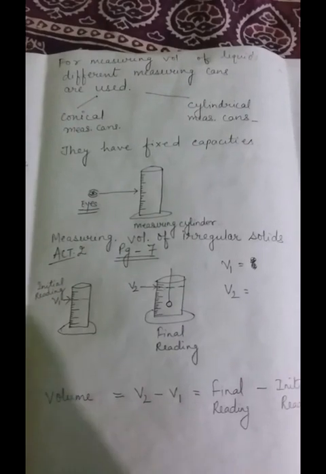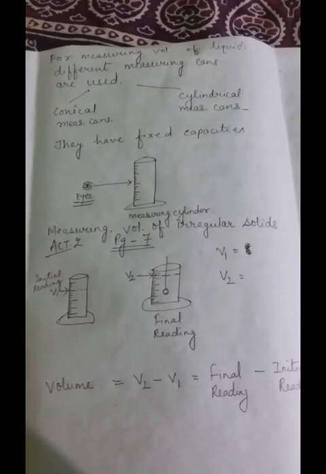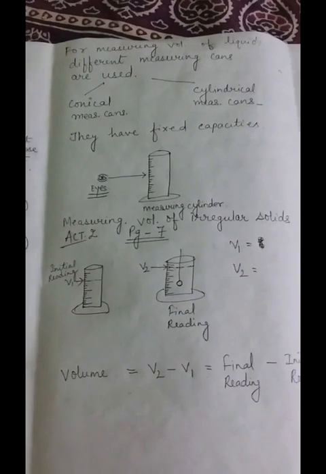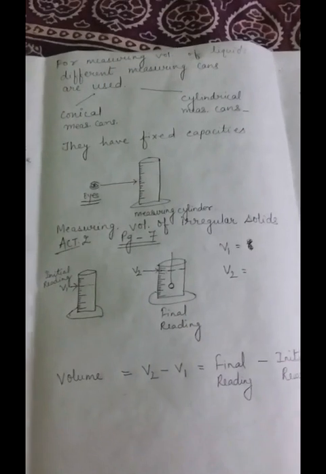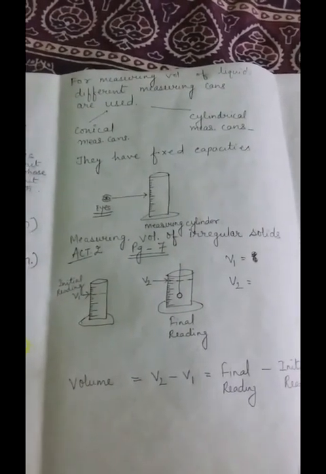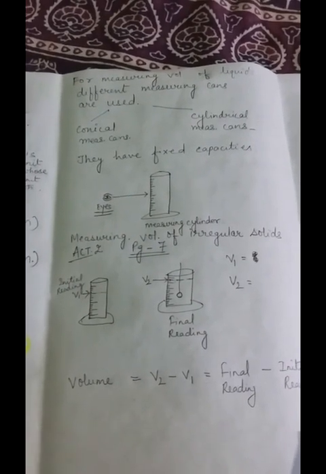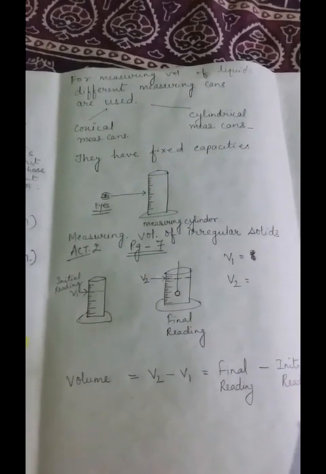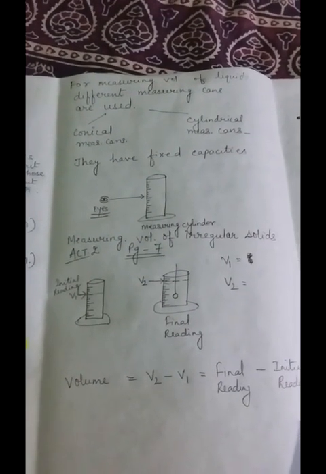For measuring the volume of liquids, we use different measuring cans, that is conical measuring cans and cylindrical measuring cans. Conical measuring cans have different capacities. You can see that conical measuring flasks are used to measure liquids like kerosene and petrol, and cylindrical measuring cans, which have long handles, are used to measure milk and edible oils. They have a fixed capacity. Nowadays we also use measuring beakers or measuring cylinders.